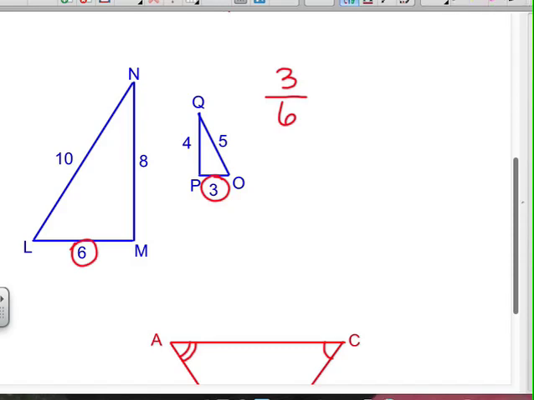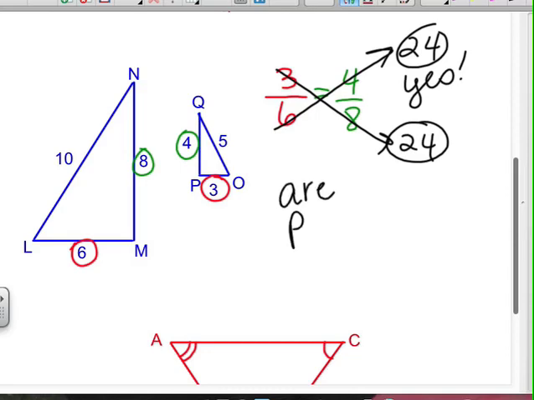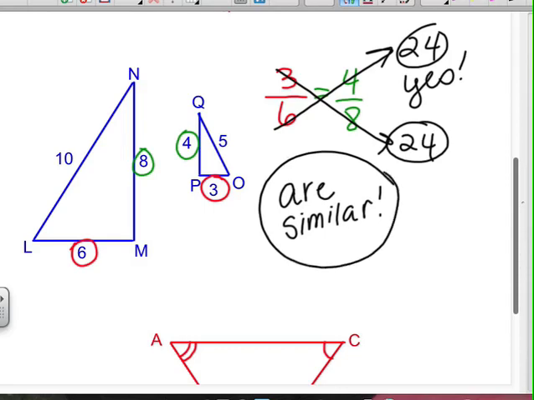How about 4? Who does 4 go with? 4 goes with 8. Small over big. Let's do cross products. 6 times 4 is 24. 3 times 8 is 24. Are they equal? Yes. So these are proportional. Oops, don't say proportional. They are similar. Yay, we found some that are similar.